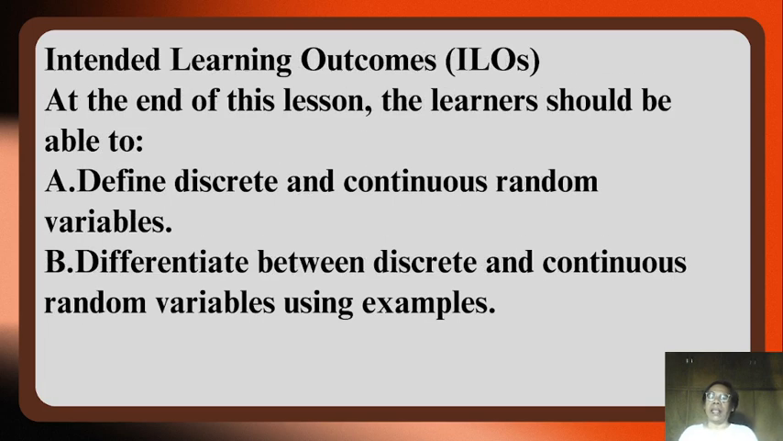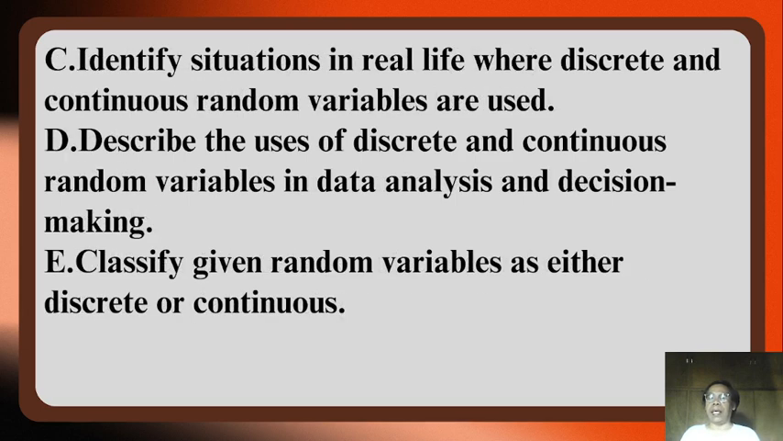The second, intended learning outcomes. At the end of this lesson, the learner should be able to: A. Define discrete and continuous random variables. Letter B. Differentiate between discrete and continuous random variables using examples. Letter C. Identify situations in real life where discrete and continuous random variables are used.